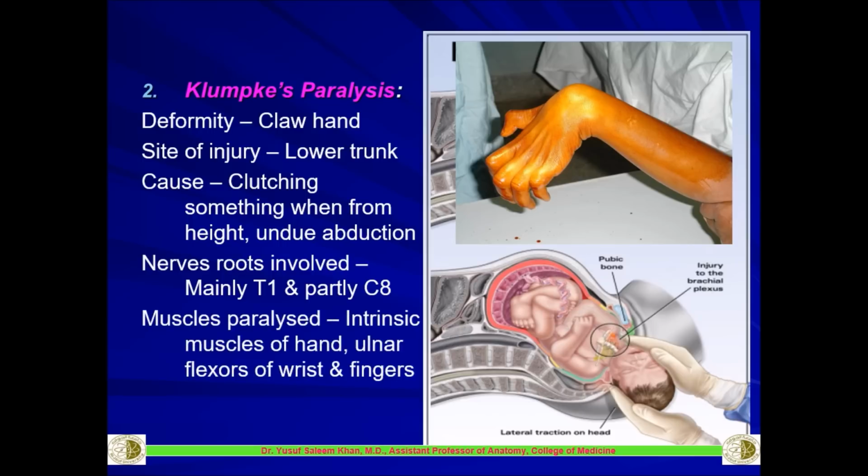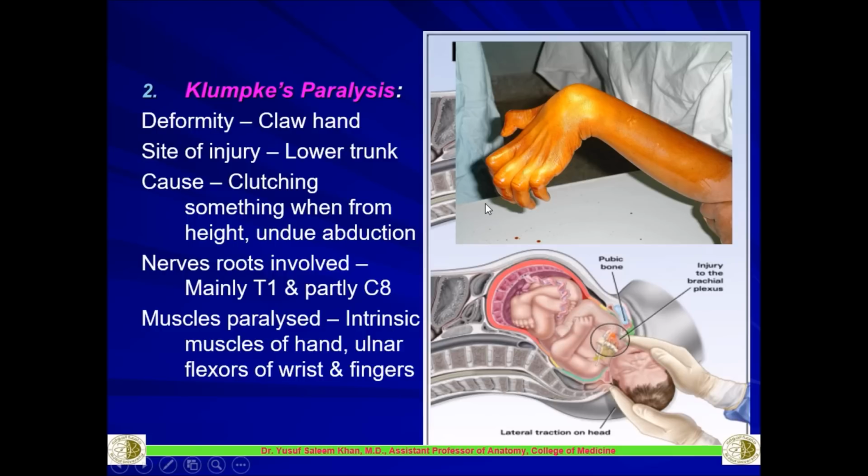The muscles which are paralyzed are the intrinsic muscles of the hand, as well as the ulnar flexors of the wrist as well as the fingers. So the main nerve which will be supplying the hand will be the ulnar nerve, and injury to this ulnar nerve leads to this condition called the claw hand, which is because of the injury to the flexors of the wrist as well as the fingers.